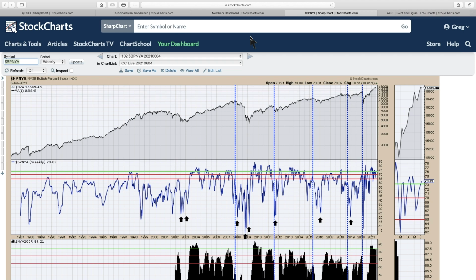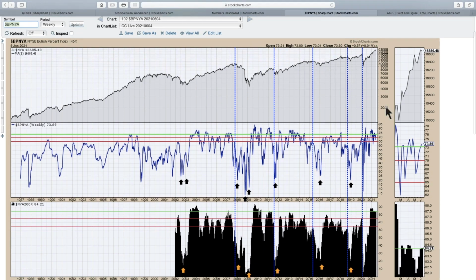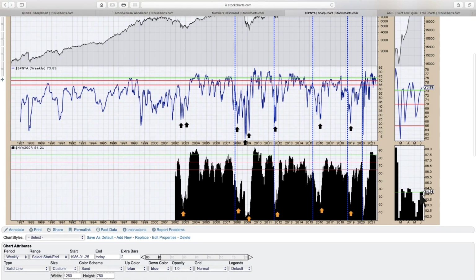Okay, so again, you're looking for a different group. We had a group of NASDAQ 100. Now we have the group of the entire New York Stock Exchange. We're up here at 73%. We're above both the 70% and my lower limit, 65%. And then down here, we have 84% of the stocks above their 200-day moving average. That's really, really strong and helpful.